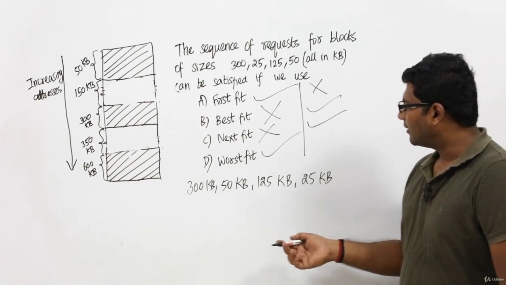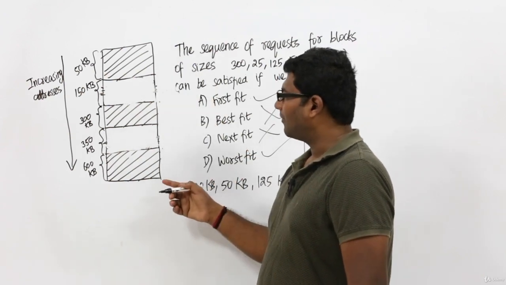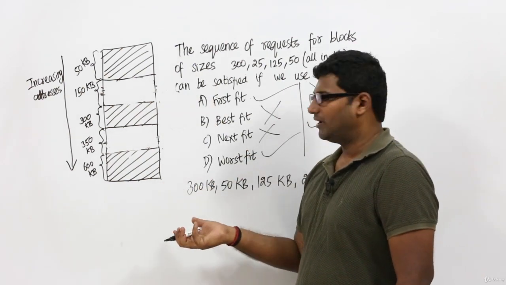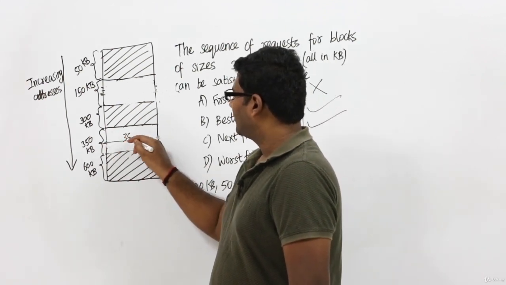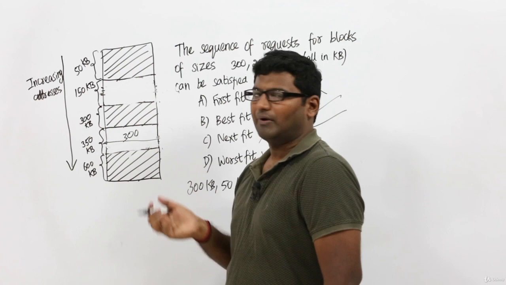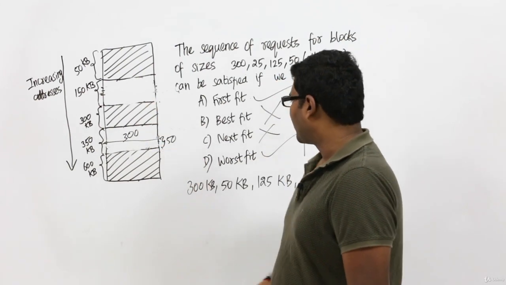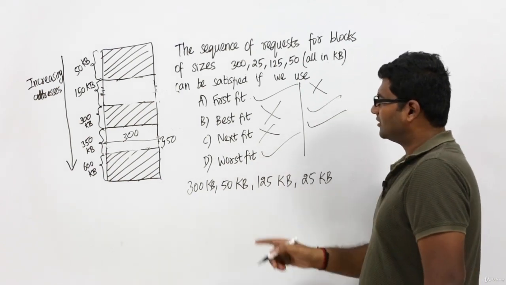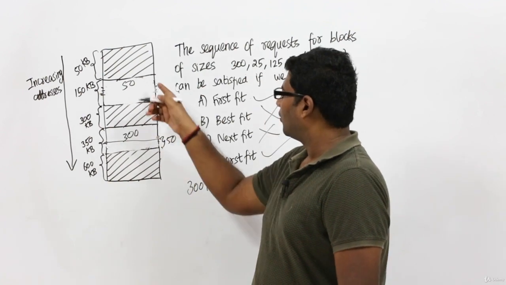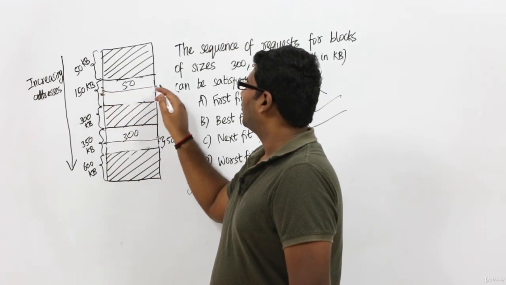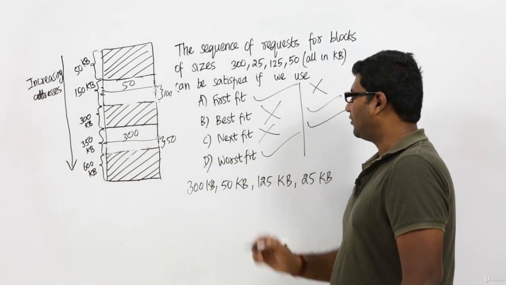Whenever we get a 300 KB process, we'll scan the complete RAM and find the largest hole which is big enough to hold this process, and so the 300 KB will be placed here. If you occupy the 300 KB process over here, we will have a hole of size 50 KB over here and 150 over here. Now whenever a 50 KB process comes into the RAM, we will occupy it here because this is the largest hole. Now we will have a hole of size 100 KB. So we have two holes of size 100 and 50 over here.